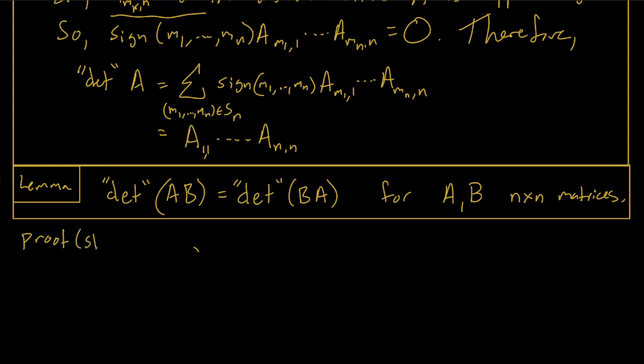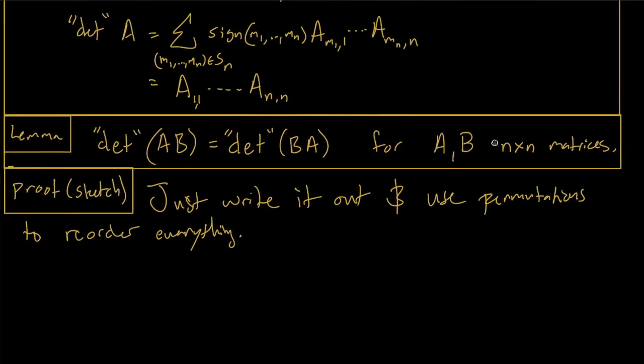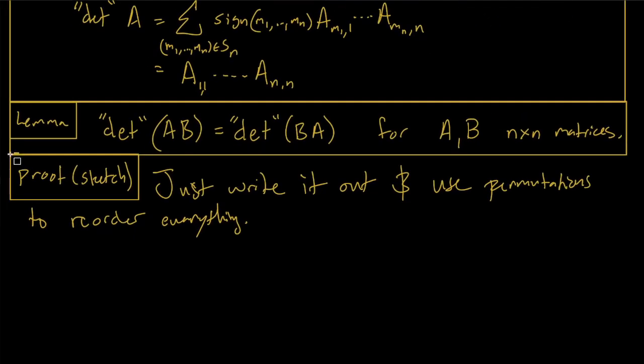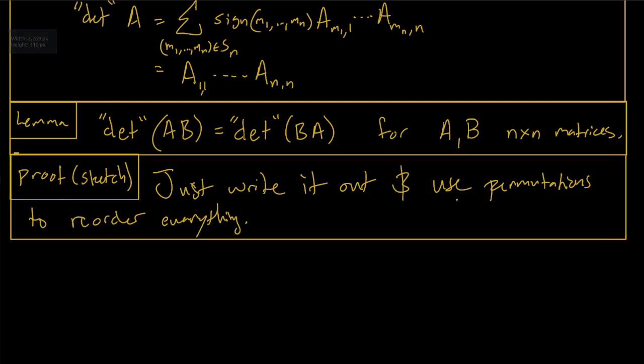the proof essentially boils down to: just write it out and use permutations to reorder everything. So really all it boils down to, but boy, is it a long thing to write. Nothing fancy, nothing terrible. Basically, it just says, hey, just write out actually what's going on in AB. Write out what these entries are.